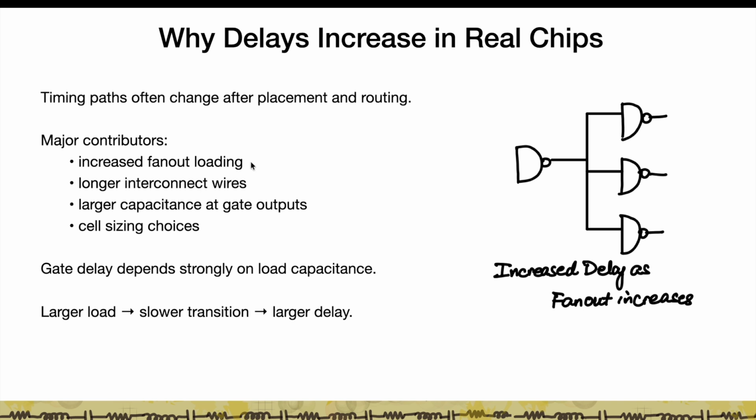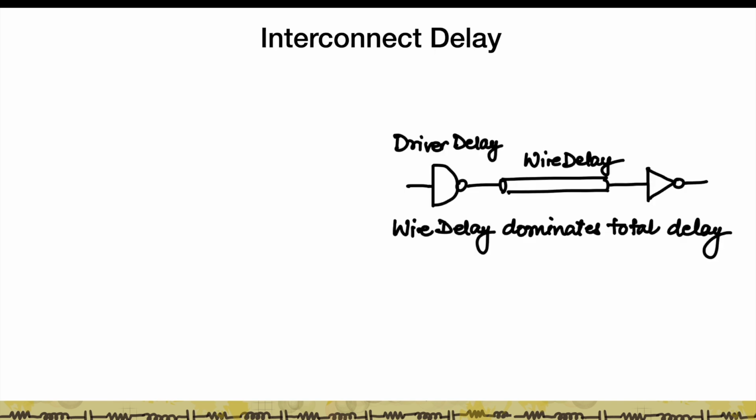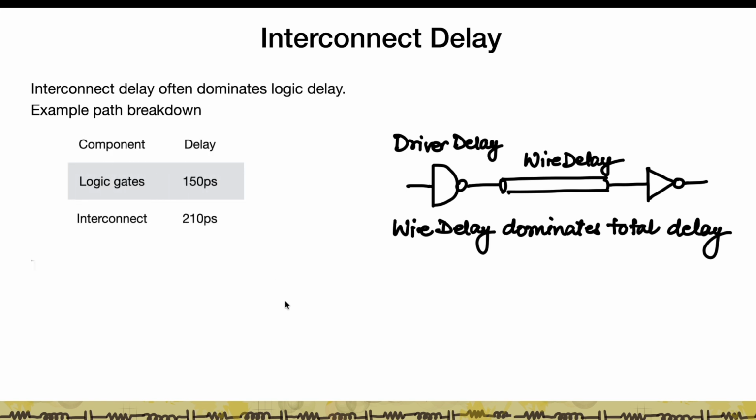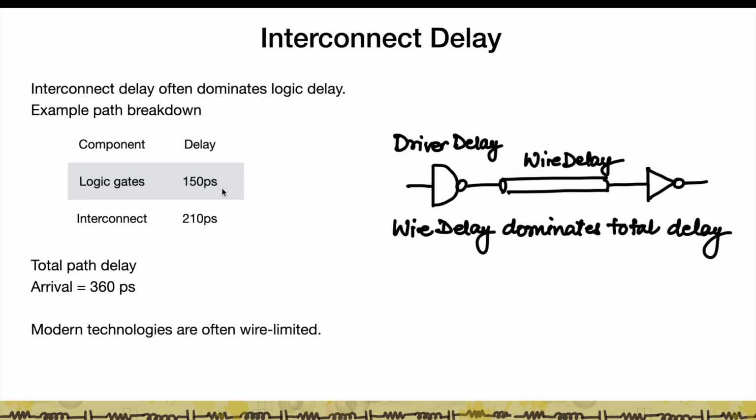And the delay you see in synthesis, which uses estimated wire loads, can be very different from what you measure after the real physical wires are in place. This is the gap that post layout STA exists to close. Now, here's a fact that surprises a lot of engineers trained on older technologies. In modern chips, the wire is often slower than the gate.